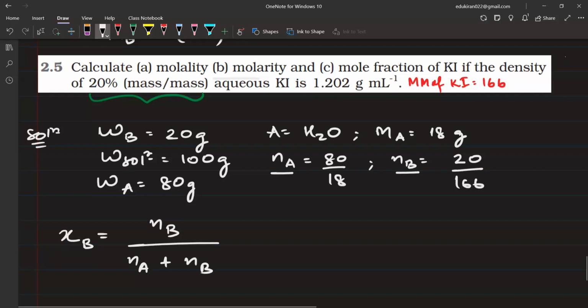So now, seeing molality, it is not that you should start finding molality first. Are you guys getting what I'm trying to say? Yes or no? Please tell me.